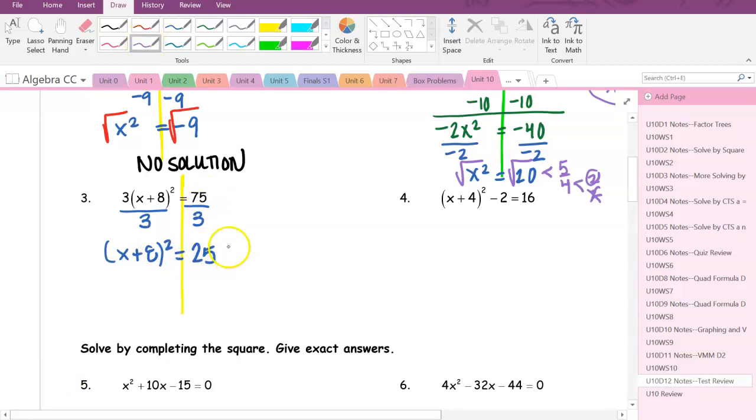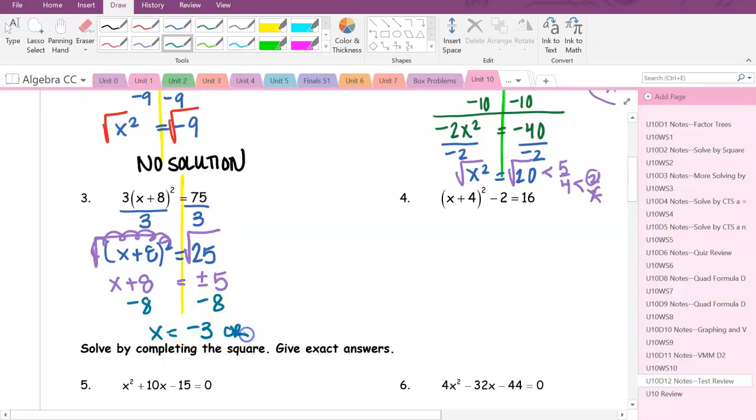And now that the parentheses are by themselves, I will go ahead and root both sides. That's going to cancel our squared and bring down our x plus 8. Square root of 25 is plus or minus 5. All right, make sure you have that plus or minus. And now we'll just subtract 8 on both sides. Okay, now be careful here. This is saying positive 5 minus 8, which is negative 3, or negative 5 minus 8, which is negative 13. So there are 2 different answers here.